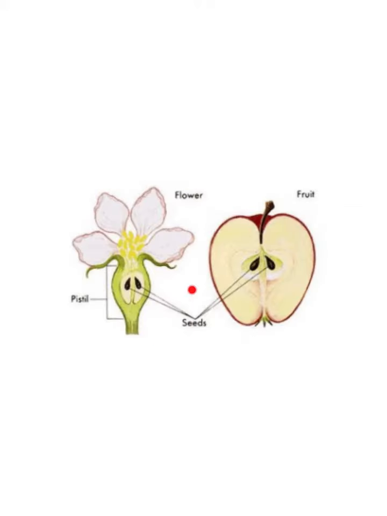This is the flower of an apple. Inside this part of the flower are seeds. They are very tiny now. When the flower starts growing, this part of the flower starts becoming the fruit. And the fruit protects the seed.